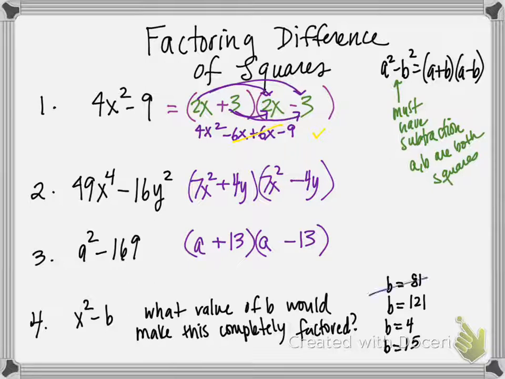What about 121? If I plug in 121, again, 121 is a perfect square, so this would be factored by difference of squares. So that's out. If I plug in 4, 4 is also a perfect square, so again, I could factor that by difference of squares. So looking at the last choice, 15 is not a perfect square, so this is completely factored.